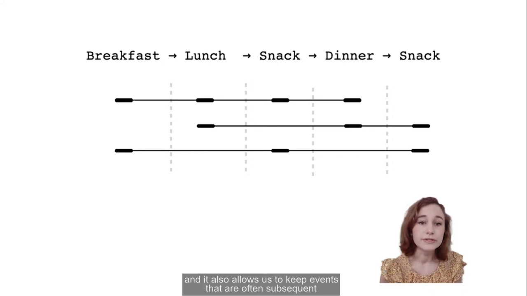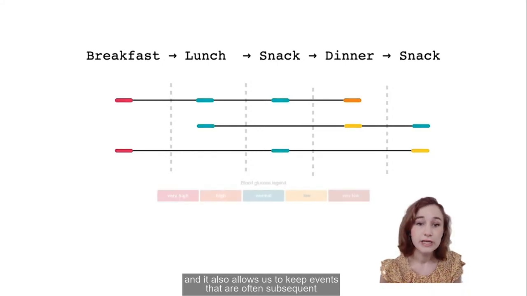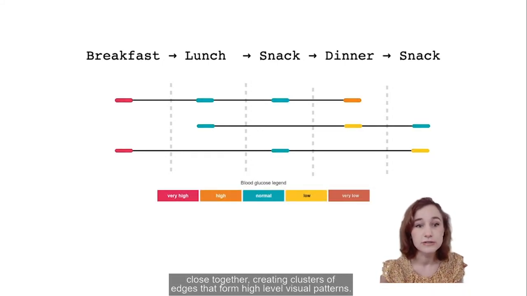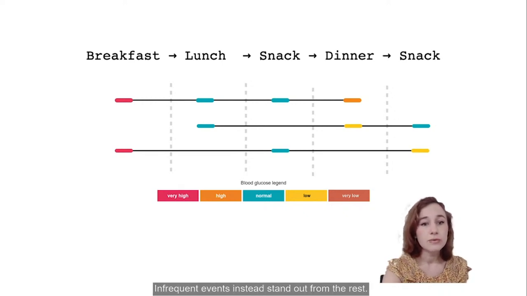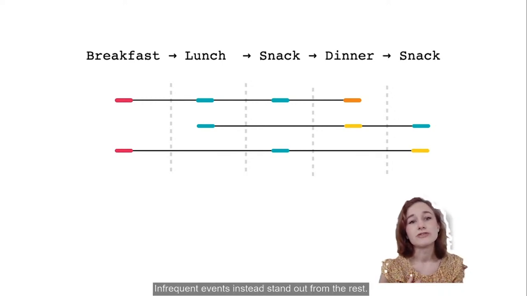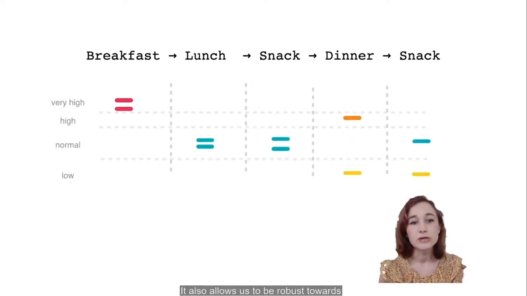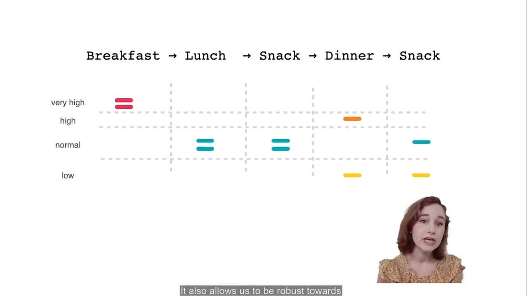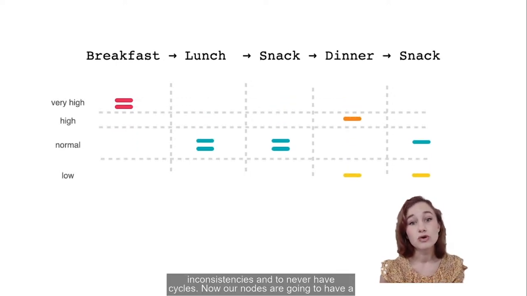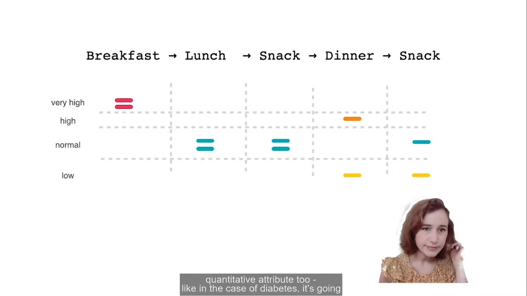Now, our nodes are going to have a quantitative attribute too. Like in the case of diabetes, it's going to be the blood glucose of the person at that point in the day. Now, we want to have all the nodes with the same attribute close together, and we want the Y position of these nodes to reflect the value of the attribute. So we move them around to respect this criteria.